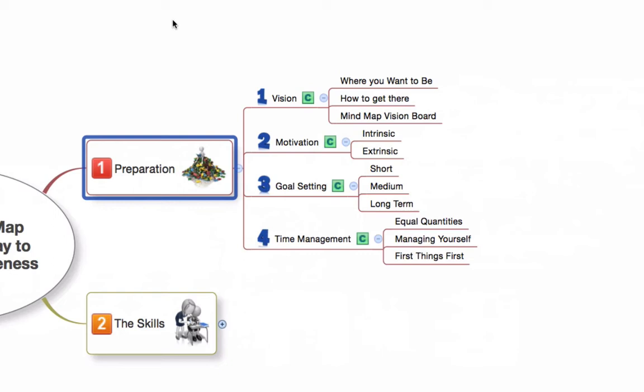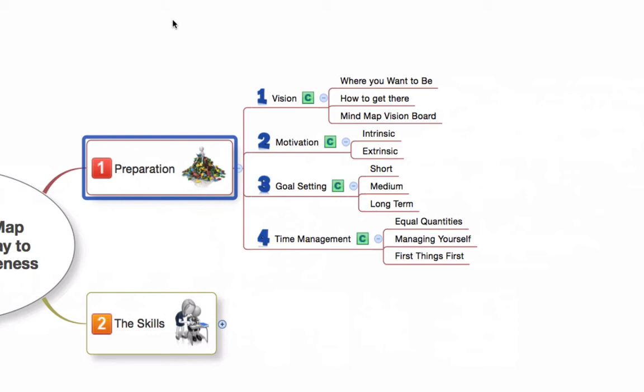The third step is goal setting. You need to set short, medium, and long-term goals so that you can progressively get to where you want to go. As I say, Rome wasn't built in a day, so you can't get immediately to where you want to be without going through a process or a number of steps. So you need to find some goal setting methods that you can use.